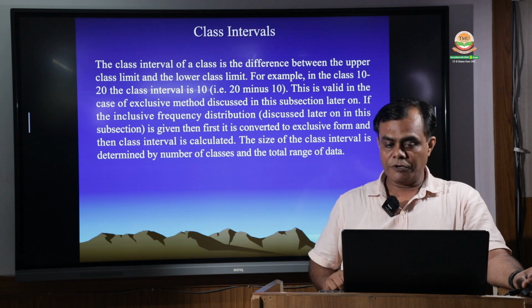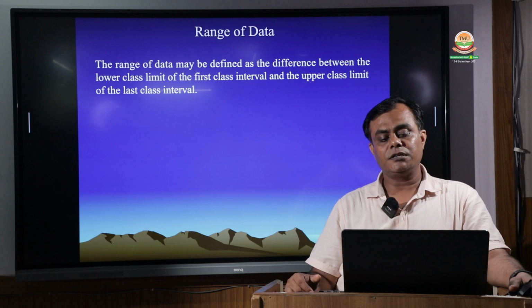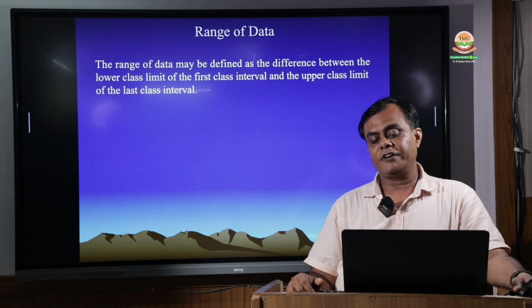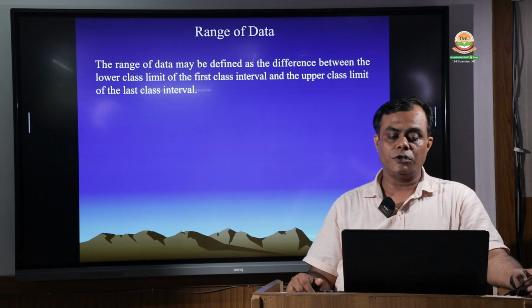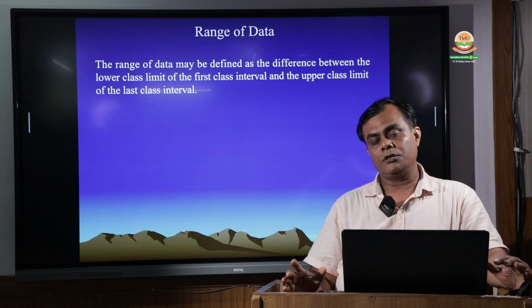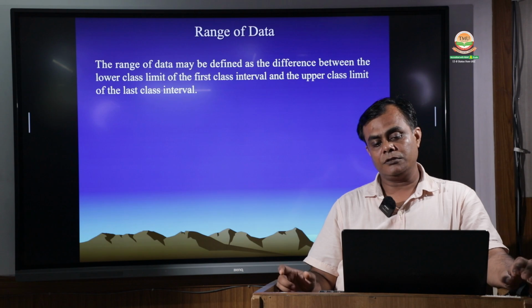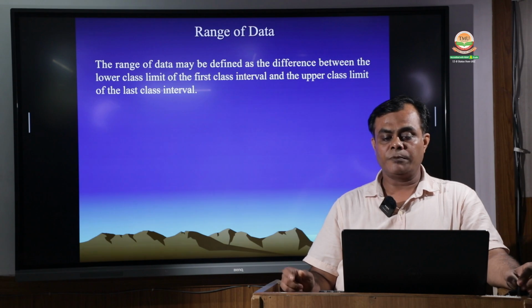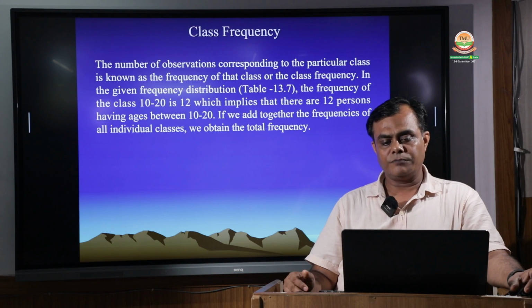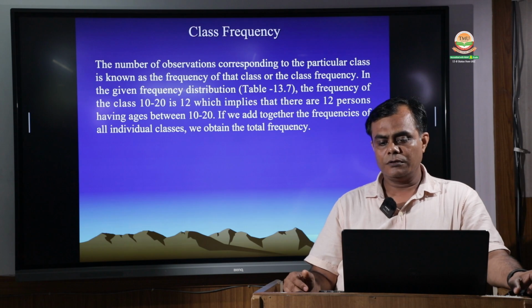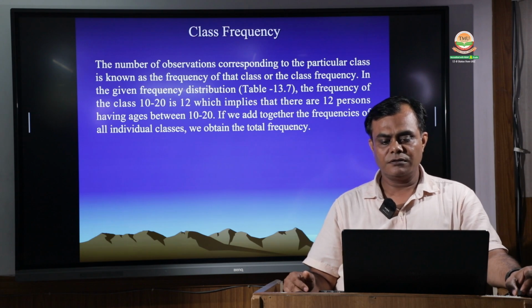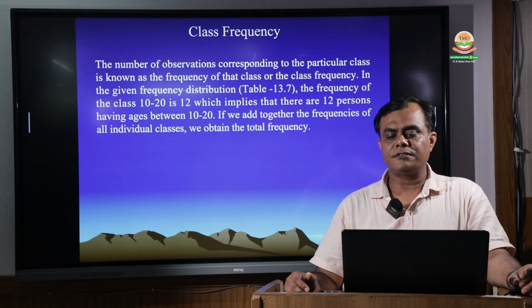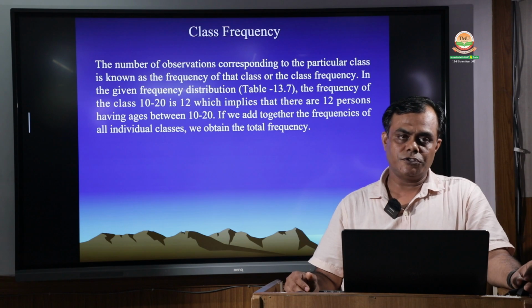So we first go through the range of the data. The range of the data may be defined as the difference between the lower and the upper limits. The lower limit and the upper limit define the limits of the class, and the distance between them covers the observations to be classified in the given frequency distribution.